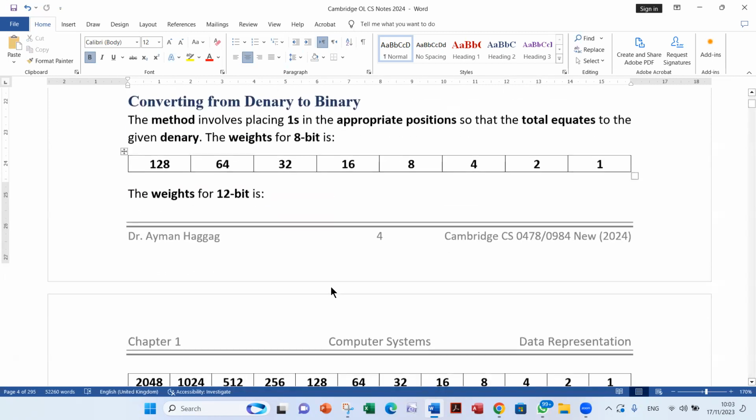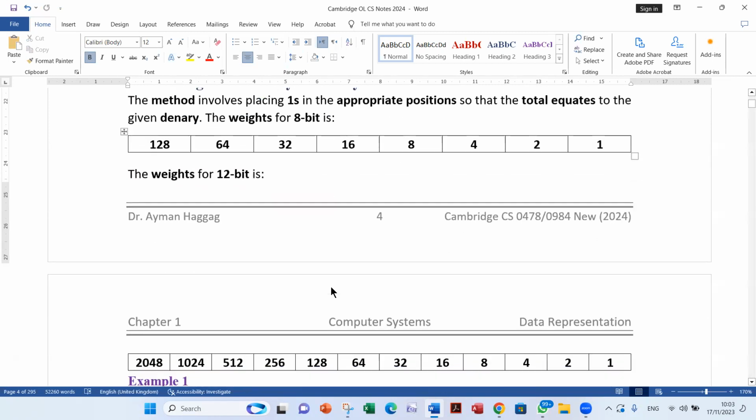The weights for 12 bits are 1, 2, 4, 8, up to 2048. And you should memorize this. Actually, you will memorize it by practicing. Every column weight is double the one to the right of it. In the exam, I think they will tell you to convert into 8 bits or 12 bits, so this is going to be very important.